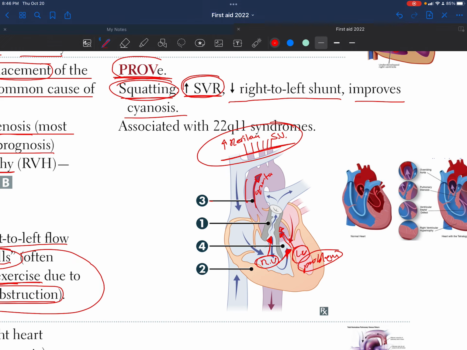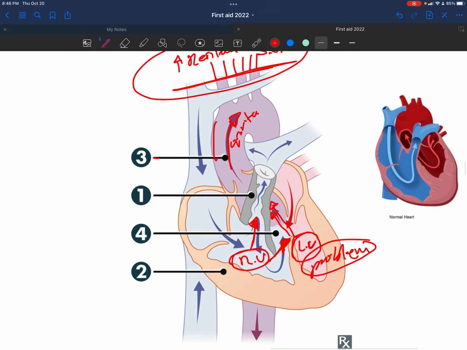So this is what the shunt does. That's why it improves cyanosis. How does it do that? If the blood is forced from the right ventricle into the pulmonary artery, that means it's finally going to the lungs. And the lungs are the place where the oxygenation occurs.